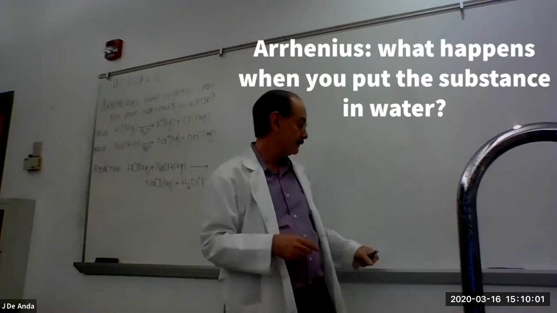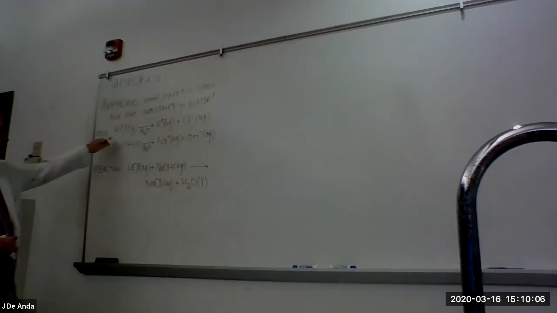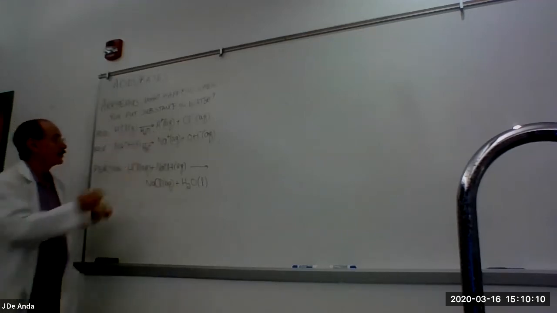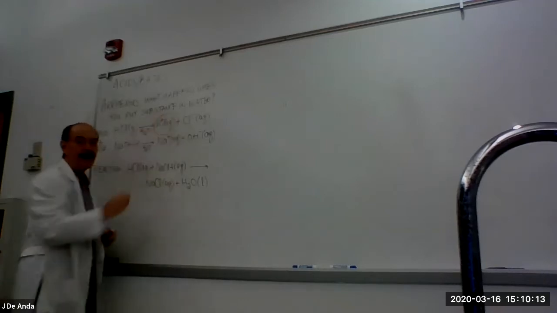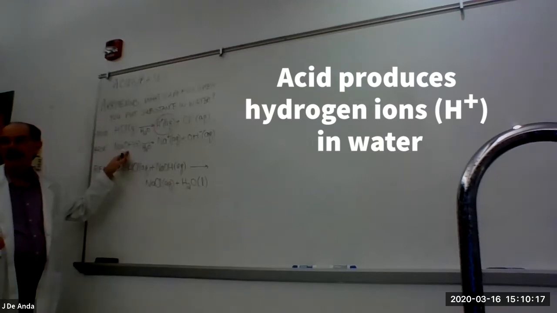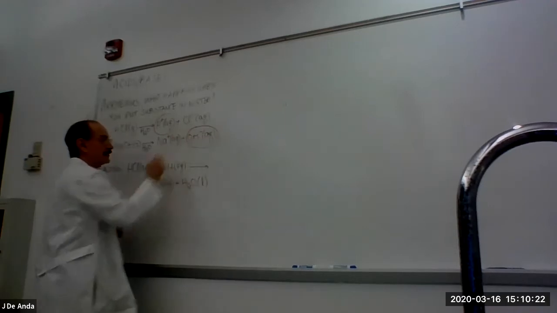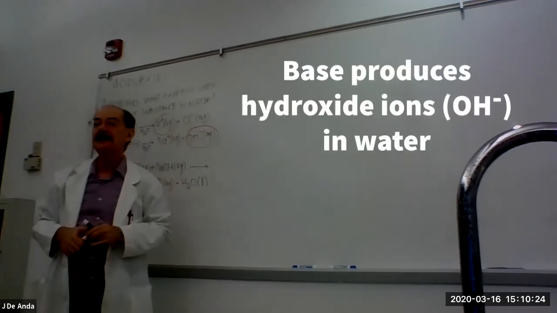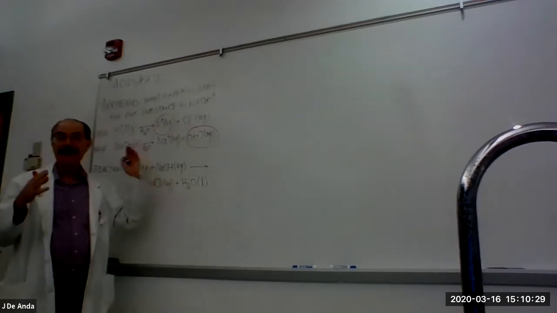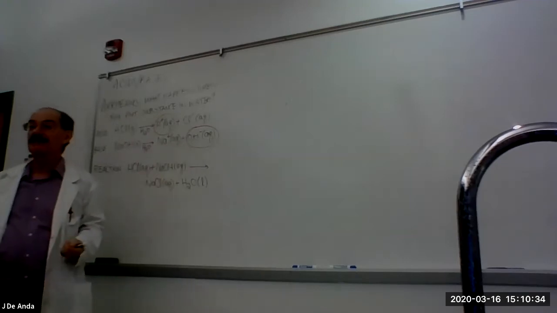And what we see is that when you put an acid in water, such as HCl, which is a gas, but then you put it in water, it generates hydrogen ions. If you put something like sodium hydroxide, a solid, in water, it dissociates and it produces hydroxide ions. And that's the essential definition. What happens when you put it in water? If it's an acid, it produces hydrogen ions. If it's a base, it produces hydroxide ions.